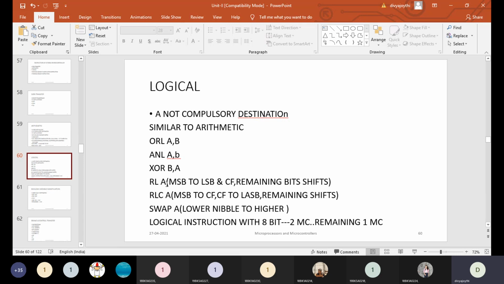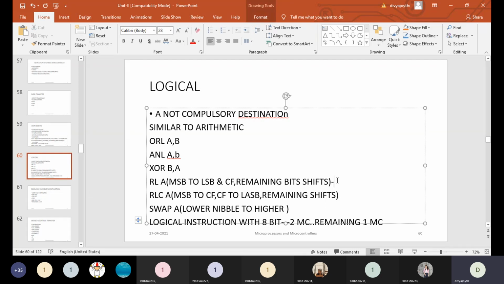See here, RL A, RLC A. That means rotate left, and rotate left with carry. Here RL means rotate left and RLC means rotate left with carry. So I'm performing the rotate operation for the data which is present in the accumulator. Say for example, the accumulator contains 8 bits of data, and we generally represent them with D0 to D7. That means the MSB bit is going to be D7 and the LSB bit is going to be D0.